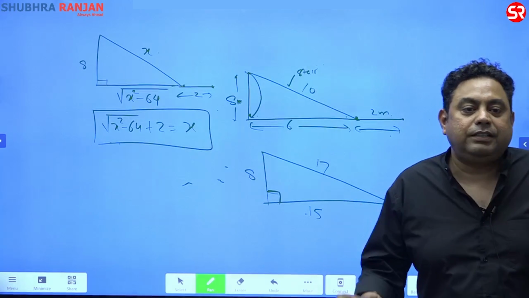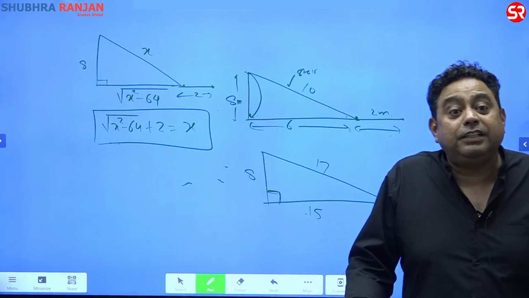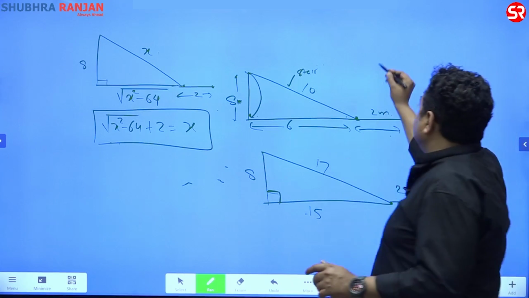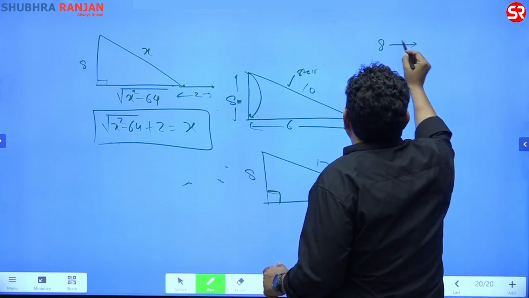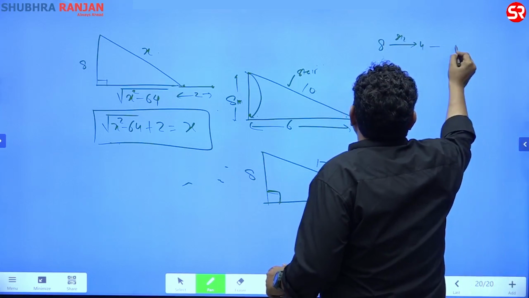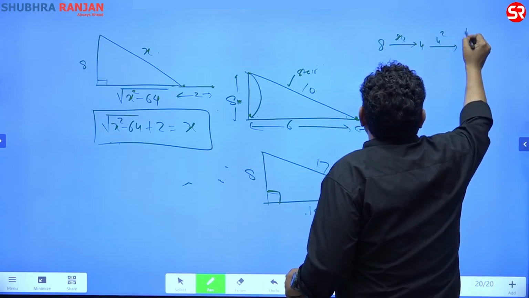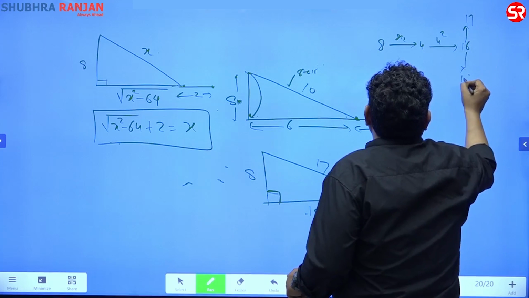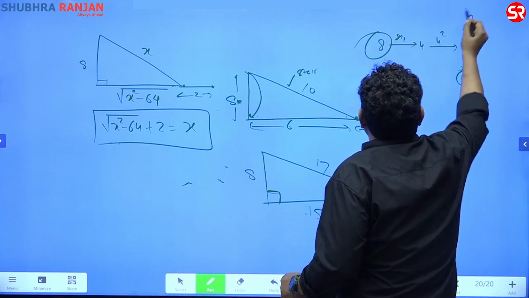I only knew 8, so I started finding the remaining two sides. What did I do? Sir said that half of 8 is 4, 4 squared is 16. So the bigger side is 17, the other side is 15. So with 8, this triangle is possible.